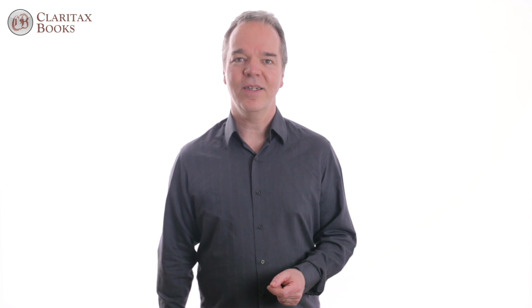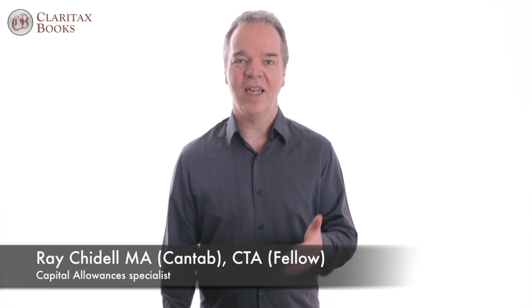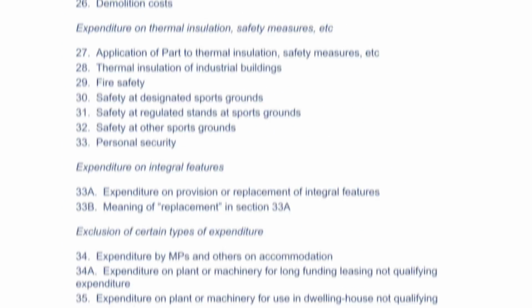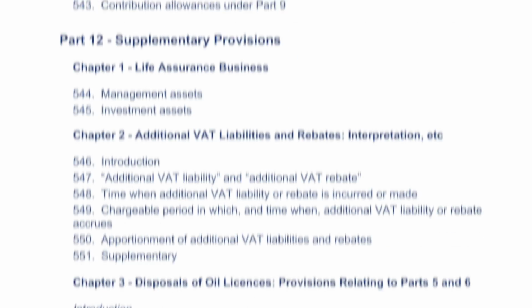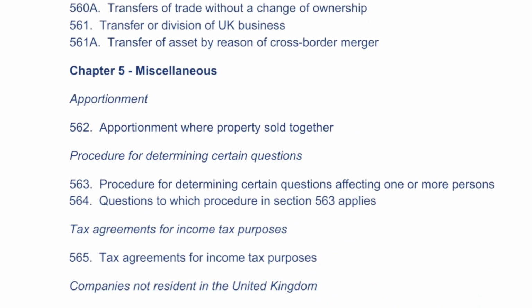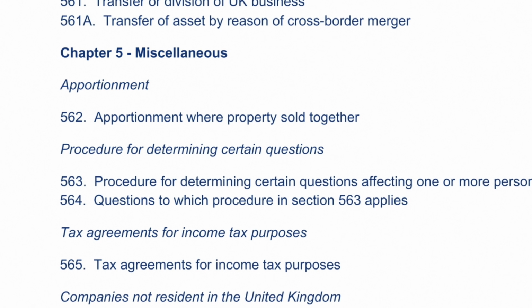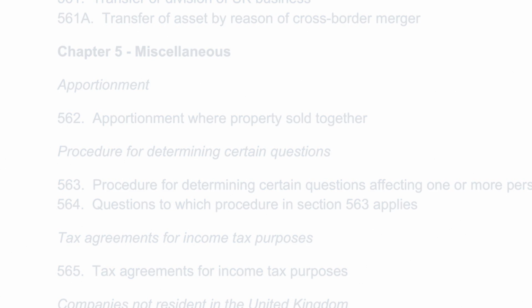Welcome to the next in our series of talks on capital allowances. This week we're starting to look at the topic of apportionments. As ever, let's begin by considering the statutory position. This takes us very near to the end of the Capital Allowances Act, to section 562, entitled Apportionment where property sold together. This section contains two key provisions.